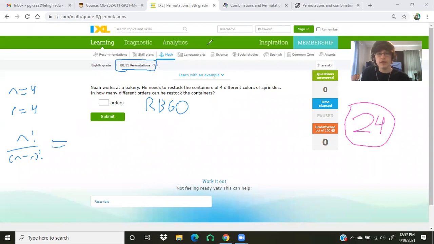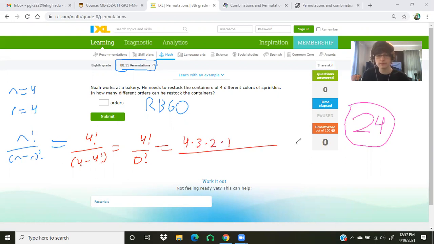Let's do this math out. So we have 4 factorial over (4 minus 4) factorial. This becomes 4 factorial over 0 factorial. Whoa, what is 0 factorial? We know what 4 factorial is, right? That's 4 times 3 times 2 times 1. But what is 0 factorial?